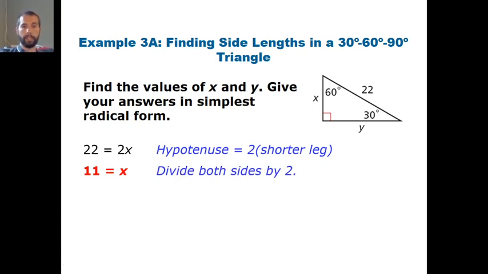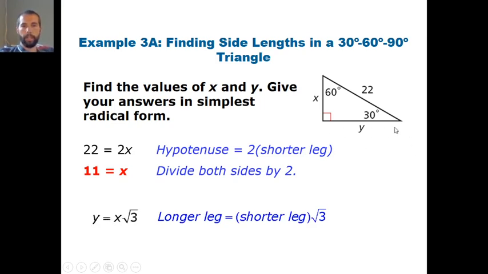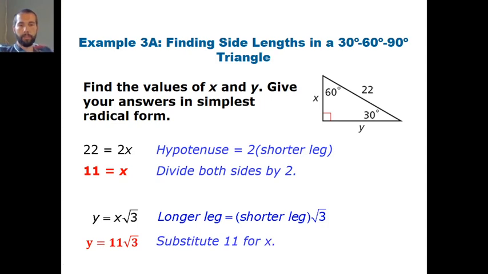Now that we know the short leg is 11, we can find the long leg. So the rule is, if you have the short leg and you want the long leg, we multiply by the square root of 3. So the long leg equals the short leg, which is 11, times the square root of 3. So we substitute in 11, and we get 11 square root of 3. That can't be simplified anymore.